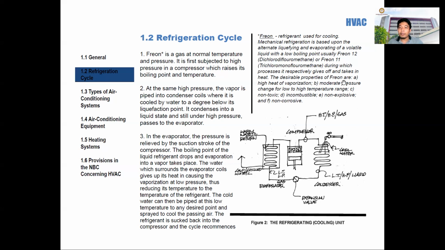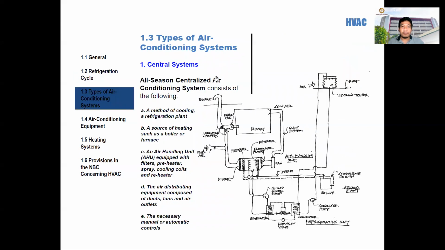The desirable properties of Freon are: a high heat of evaporation, and moderate pressure change for a low to high temperature range. It is also non-toxic, incombustible, non-explosive, and non-corrosive. So that is Freon. Next, we have the types of air conditioning system.